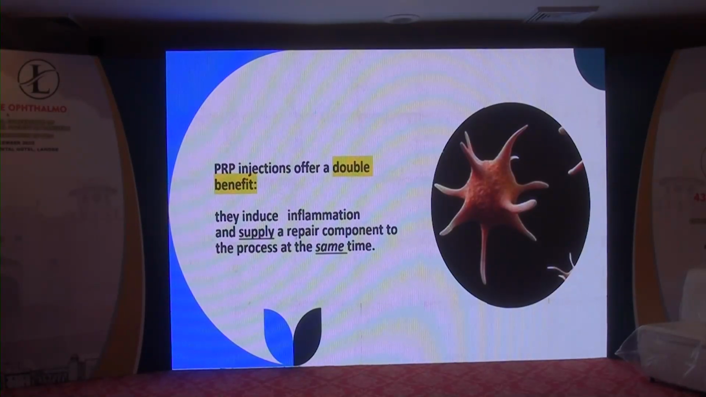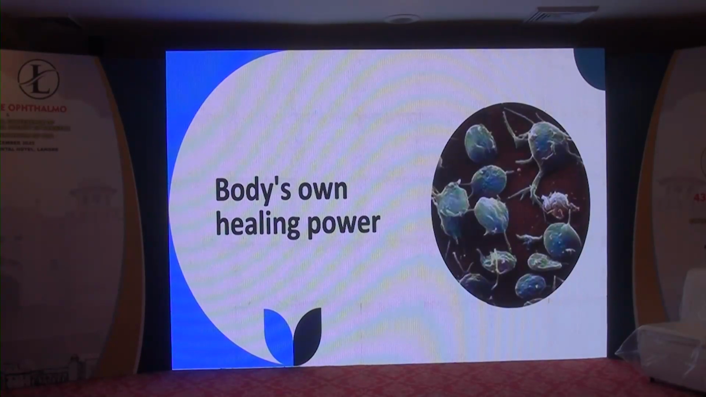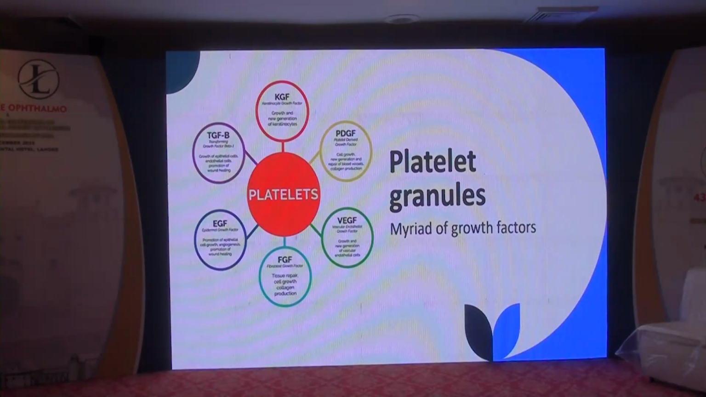So the body's own anti-inflammatory things and collagen-producing agents are not able to reach that area. So what we do is we help. We take the patient's own plasma and all those magical microgranules and we put it in the area which needs it the most. So this is harnessing the body's own healing power. So platelet granules have a myriad of growth factors: keratinocyte growth factor, platelet-derived growth factor, fibroblast growth factor. All of these factors we've read about.